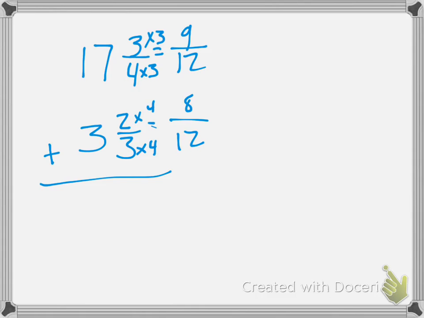And notice I made a mistake here. I put an addition sign when in reality that is supposed to be a subtraction sign. Hopefully you caught that. But subtraction: 9 minus 8 gives me 1, so my fraction is 1/12. 17 minus 3 gives me 14. So my answer is 14 1/12 miles.